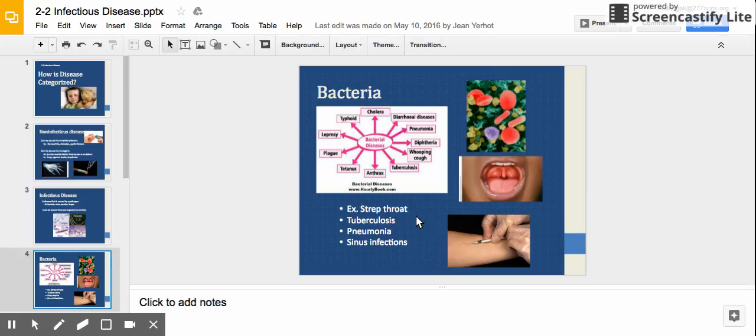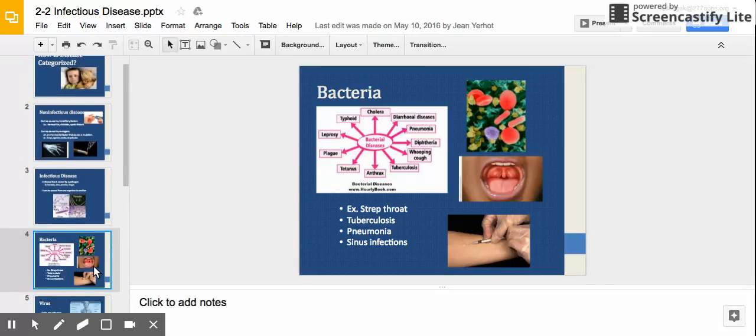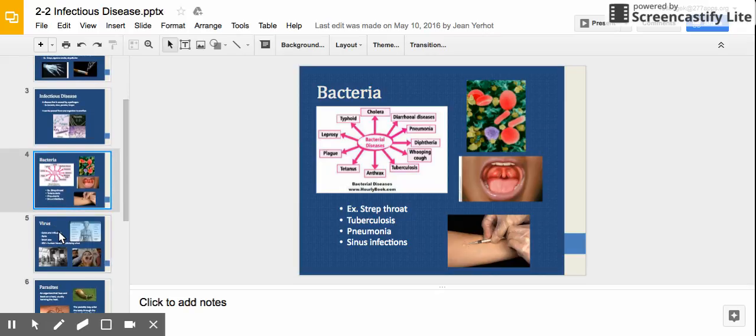These are some examples of bacterial diseases: strep throat, tuberculosis, bacterial pneumonia, and a sinus infection. If you're sick with bacteria, then that bacteria has invaded your body, it's reproducing, and it's attacking healthy cells. So your body's going to mobilize the immune system to try and fight off that bacteria. Sometimes you need the help of an antibiotic, a different type of bacteria that will kill the harmful bacteria in your body.